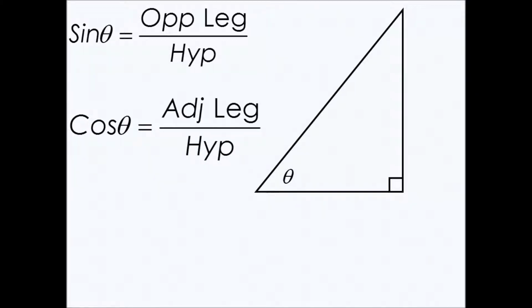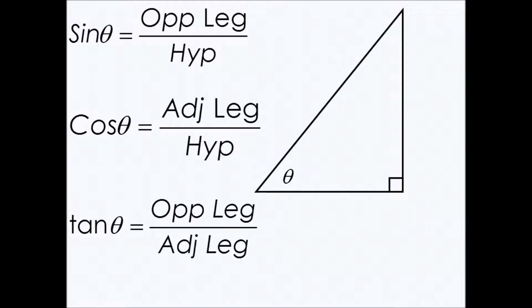Cosine of theta is defined as the side that's adjacent to theta divided by the hypotenuse. This is the side that is adjacent to theta. This, again, is the hypotenuse. And we know that it's a hypotenuse because it's across from the right angle. Tangent of theta is defined as the side that is opposite theta divided by the side that is adjacent to theta. This, again, is the side that is opposite to theta. This is the side that is adjacent to theta.